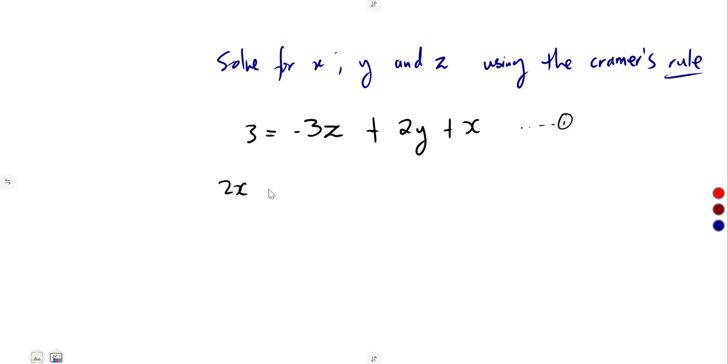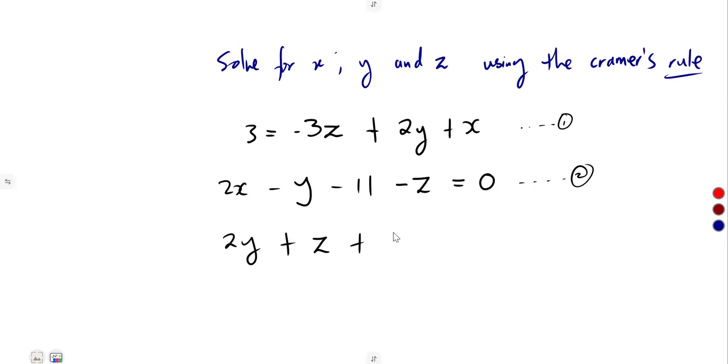2x minus y minus 11, then minus z, sorry. Minus z is equal to 0. 2y, another one, plus z plus 5 is equal to minus 3x, right? That's our third equation. So I'm going to use this one as an example.